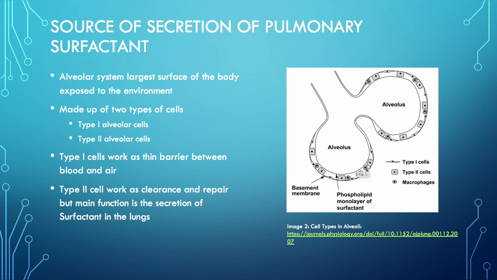Type 2 cells take part in the clearance and repair by moving forward to areas that have been damaged. These cells are able to divide and can differentiate into type 1 cells. The main function of type 2 cells is the secretion of surfactant in the lungs.